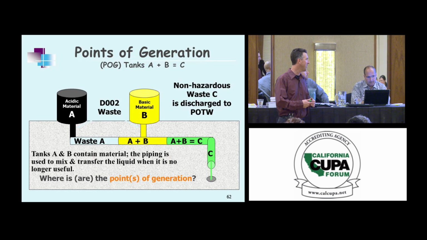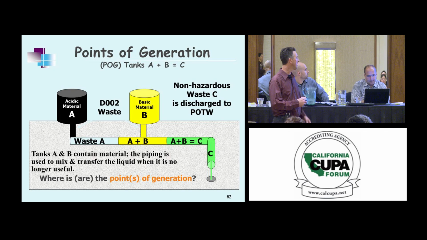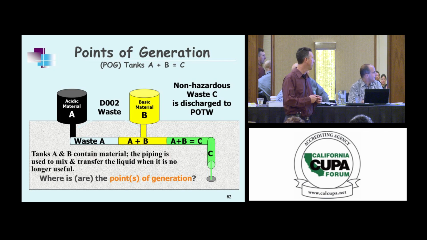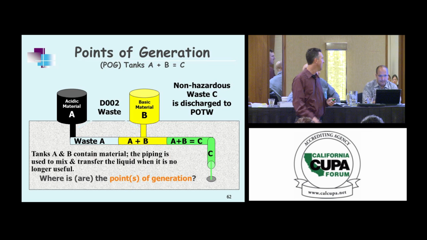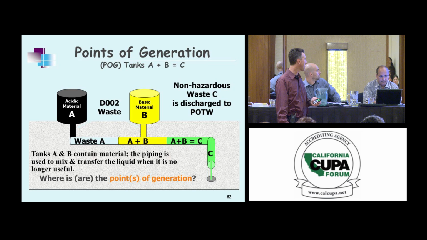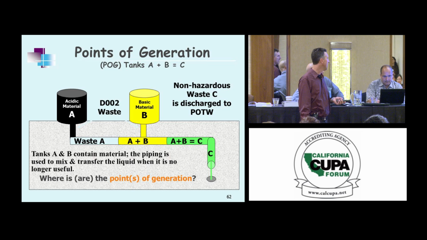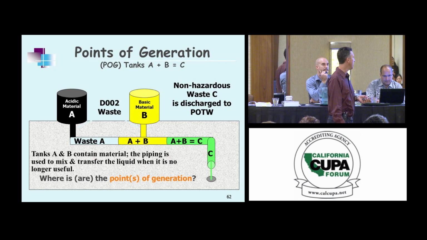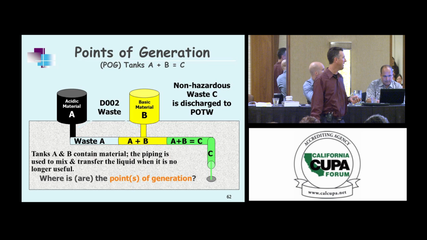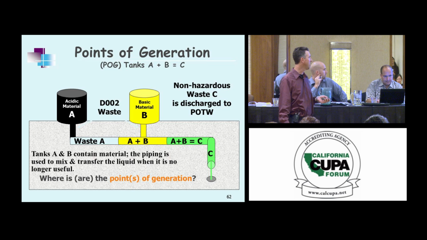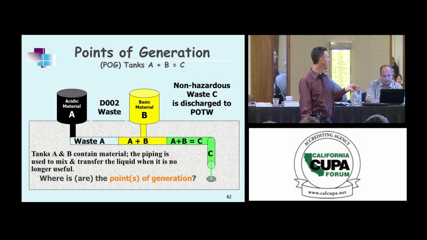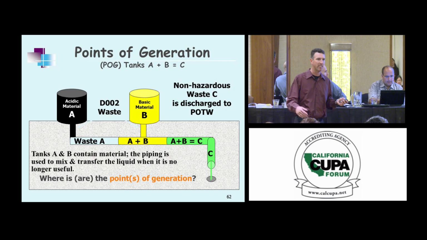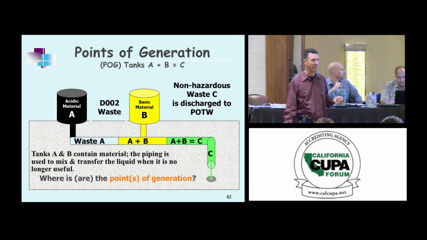I've showed this slide every year. And sorry about those arrows. They're pointing to an acid coming out of a process on the left and a basic material coming out on the right. They mix in the pipe. They transfer the liquid. When it's no longer useful, that should be a key for you. Where are the points of generation? It's non-hazardous, so you can see by this, it's mixing in the pipe, neutralizing, and now it's non-hazardous. So where would the point of generation be?